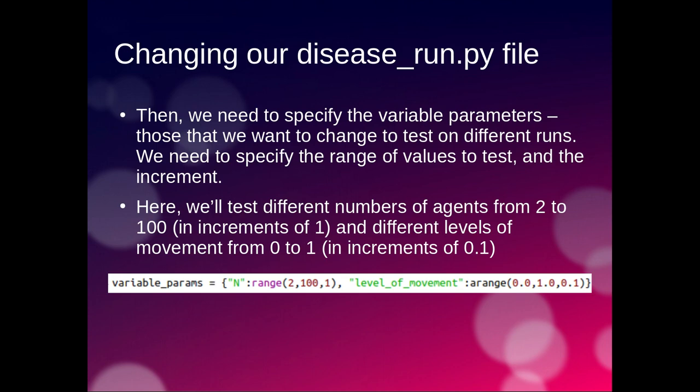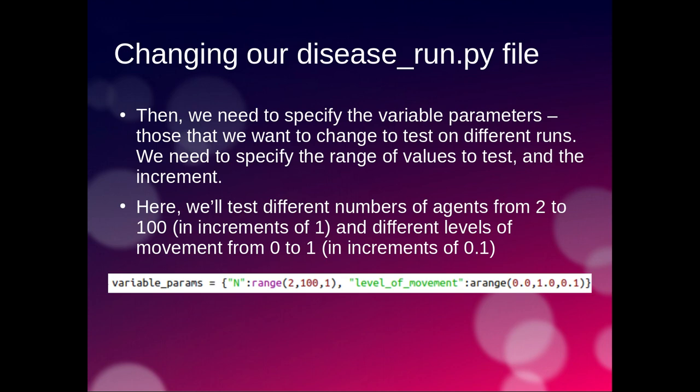So the way we do that down here, we can see the code. I've set up a dictionary called variable params. And again, same thing where we've got label value pairs. So the label being the name of the parameter that we want to change, in this case the value of n here, which remember is the number of agents in the model. That I want to be a range between 2 and 100 in increments of 1.